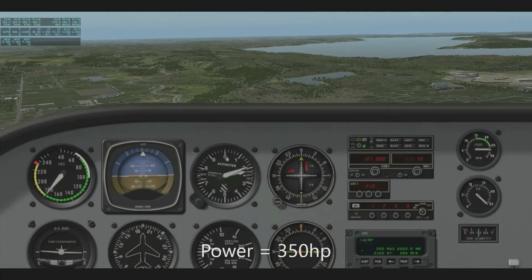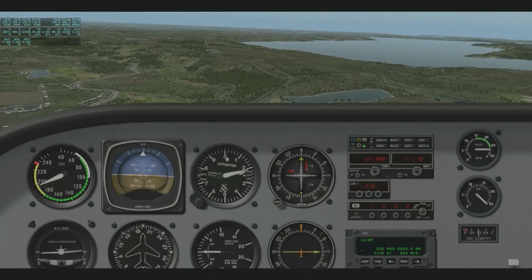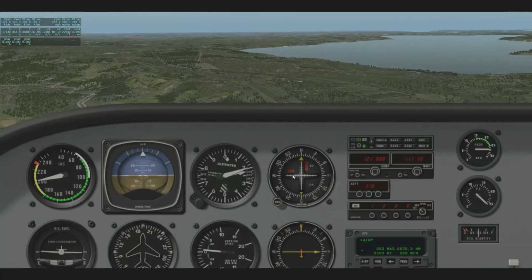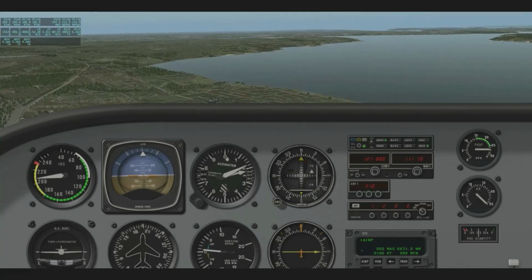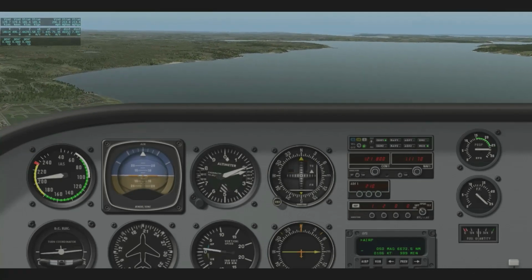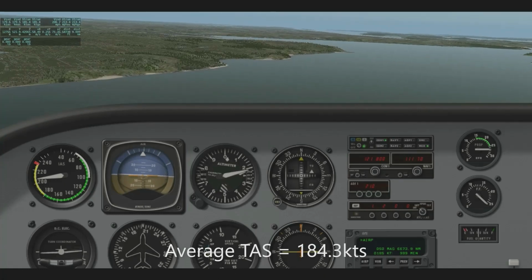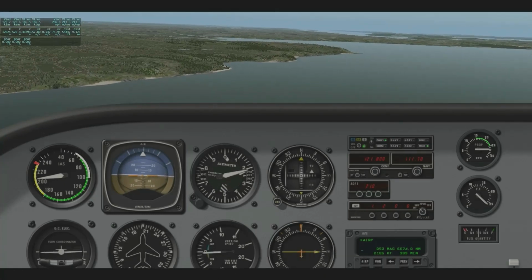The last aircraft has a horsepower of 350. We can see that the aircraft is now very powerful as the airspeed indicator approaches never exceed speed. After 3 trials I got an average true airspeed of 184.3 knots.